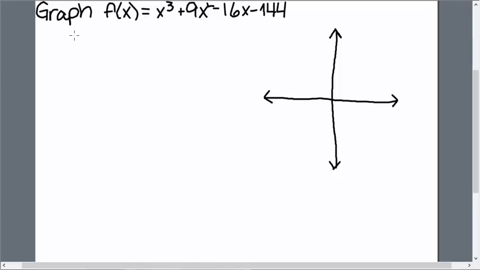Alright, this next one says to graph this polynomial, and I've already got it written down here. It is x to the third plus 9x squared minus 16x minus 144. Now you're going to do a lot of different things. We need to find the zeros somehow.